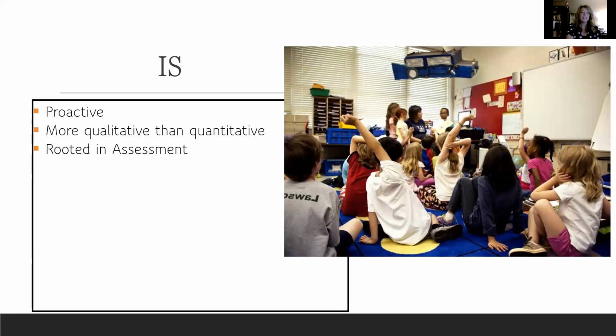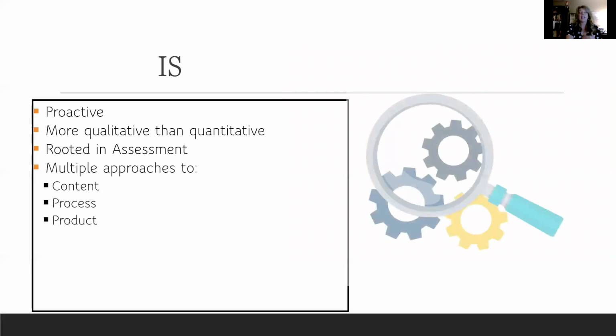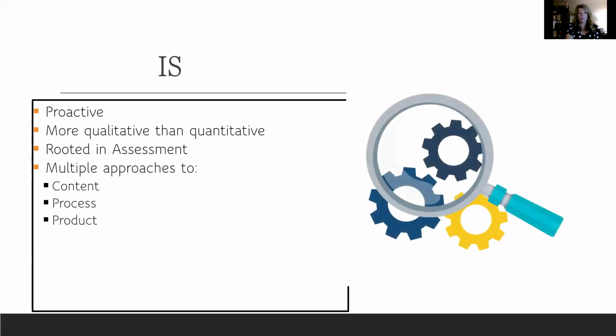So DI is proactive, it's qualitative, it's rooted in assessment, and it allows for multiple approaches to the content, the process, and the product utilized. So let's review those terms really quickly. The content is the input. It's what the students learn. So a DI classroom isn't going to just stand and deliver. We're going to provide lots of different ways for that content to be absorbed.